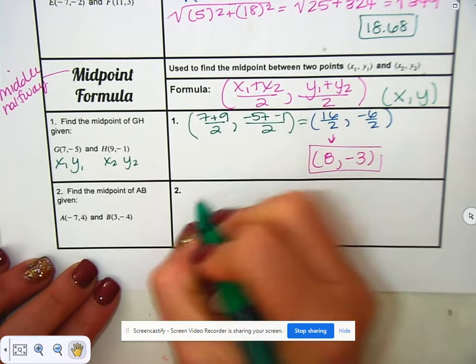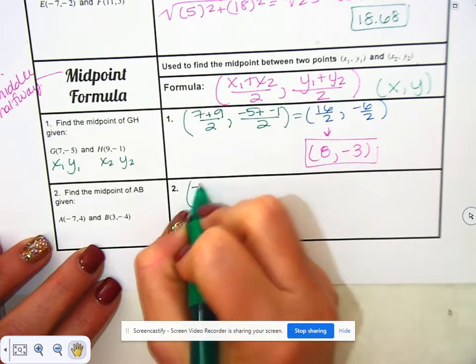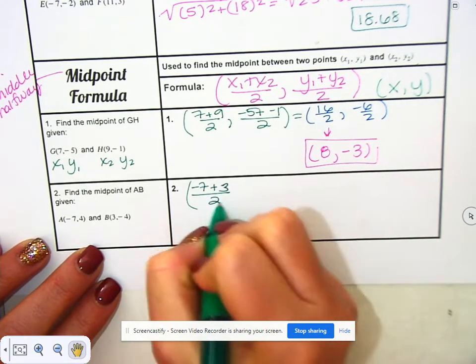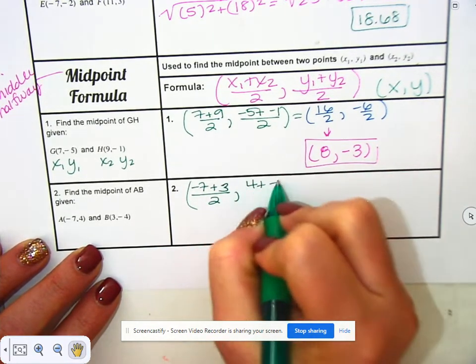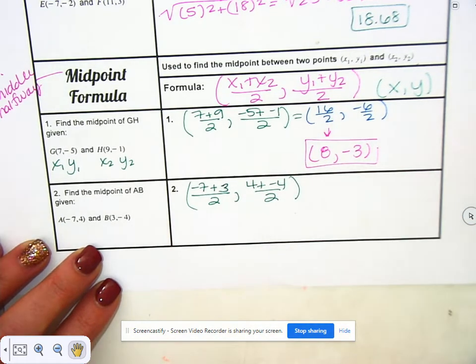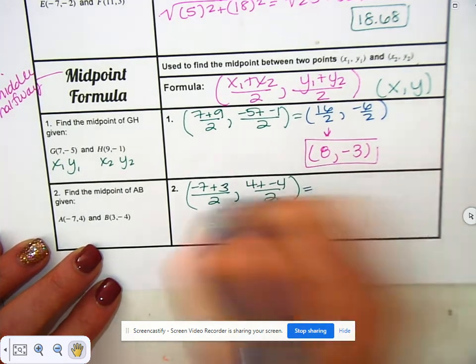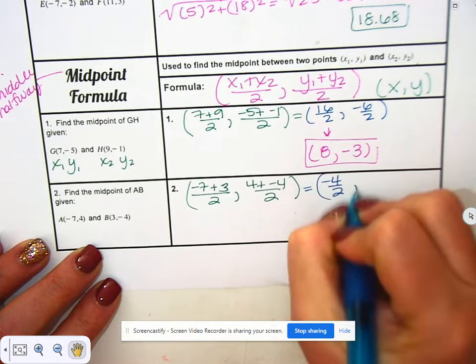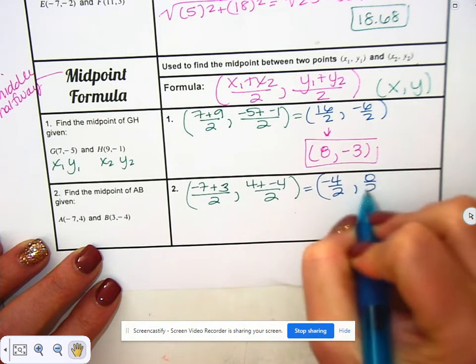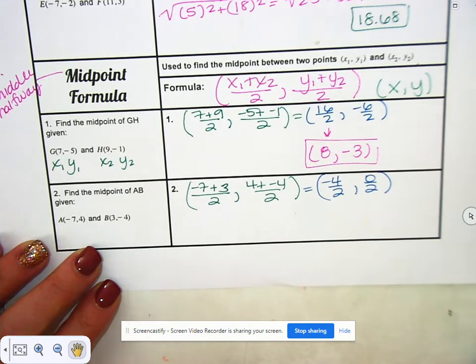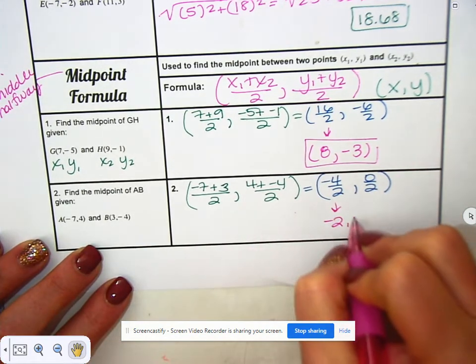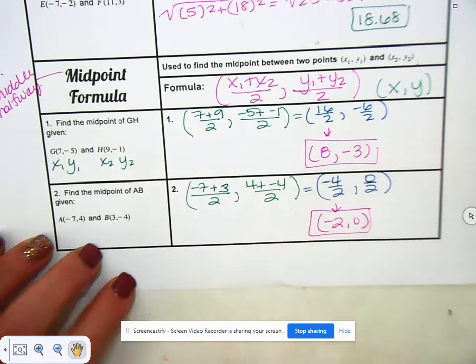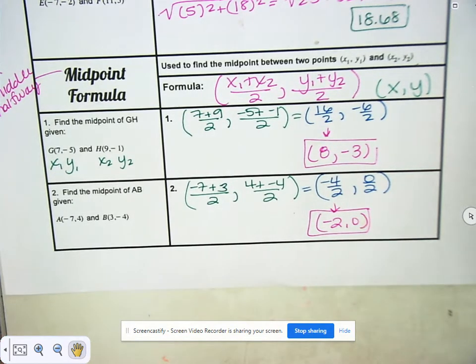Okay, number 2, again, x is first, -7 plus 3, 4 plus -4. We're going to simplify that. That gives me -4 over 2 and 0 over 2, and the answer there is -2 and 0. Okay, so that is your midpoint and your distance formula. We didn't do very many of those in those notes, and you did have some practice for that on your homework for that day.